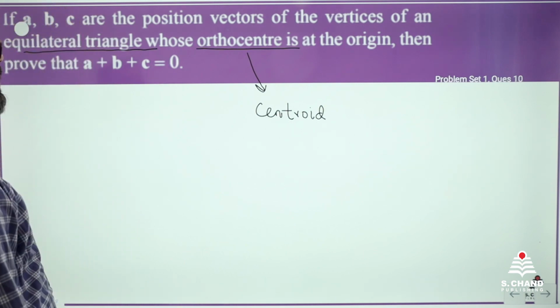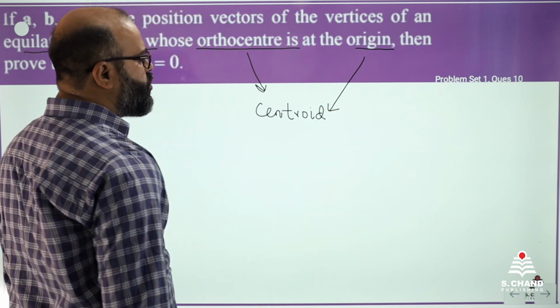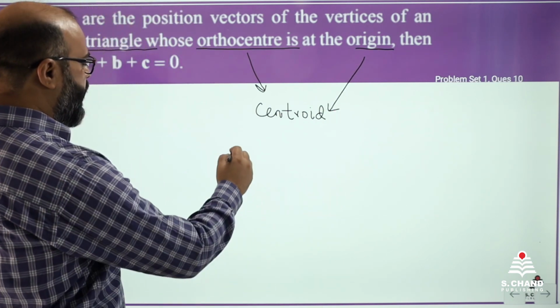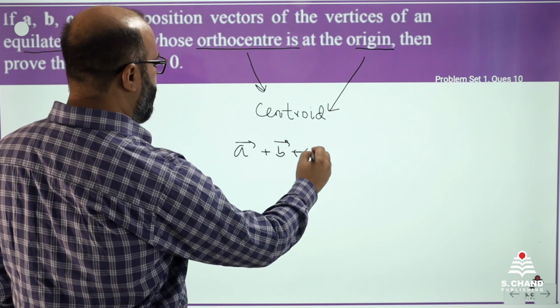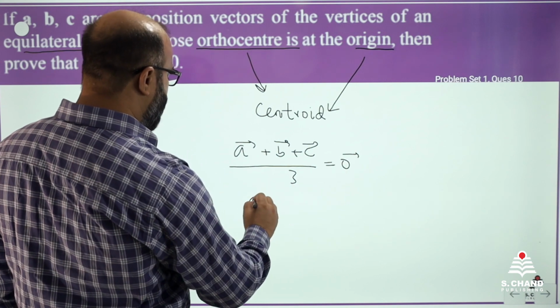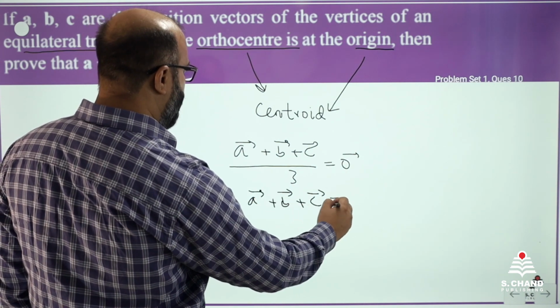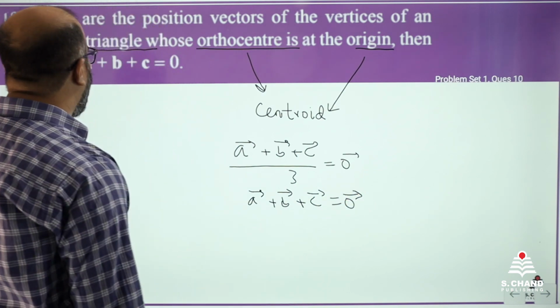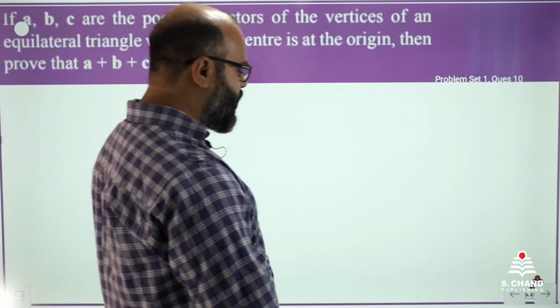And as the orthocenter is the origin, we can say that the centroid is also the origin. And what is the coordinate of the centroid? It is A plus B plus C by 3. So it will be equal to 0. So we can say that A plus B plus C is equal to 0. So we can finally come to this result. So it is not a very big question, it is a small question, just some concepts are required. Let us come to the next question.